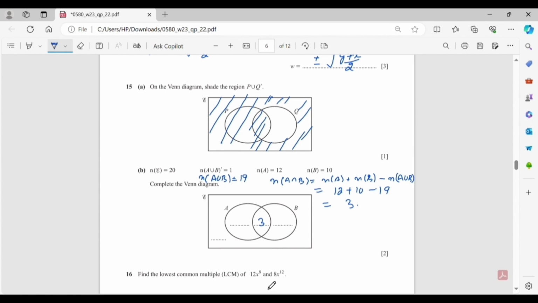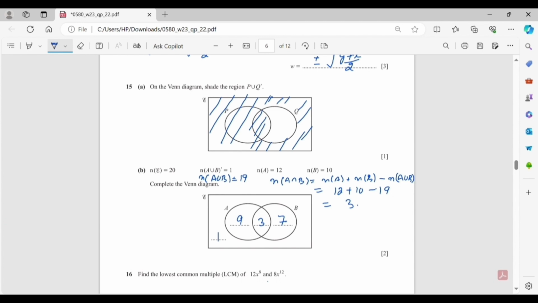So here, the total number of elements in A is 12. 12 minus 3 is 9. So it will be 9. And the number of elements in B is 10, so this will be 7. And this is obviously 1, already given. So let me check first. This is 20. Yes, this will be our answer.